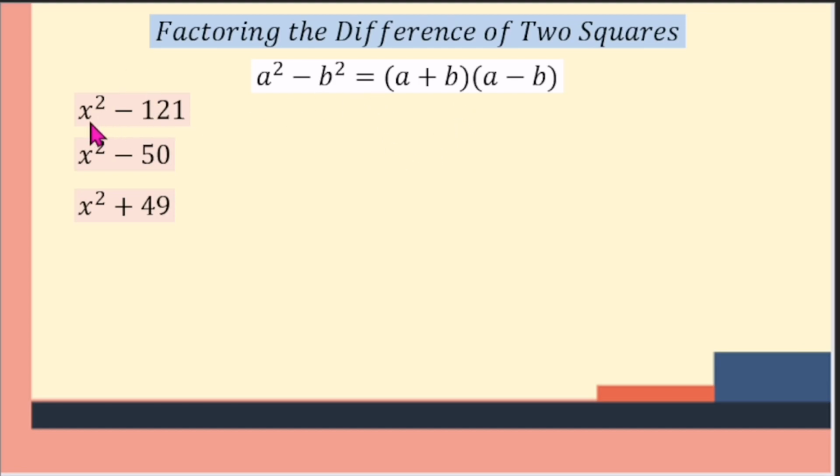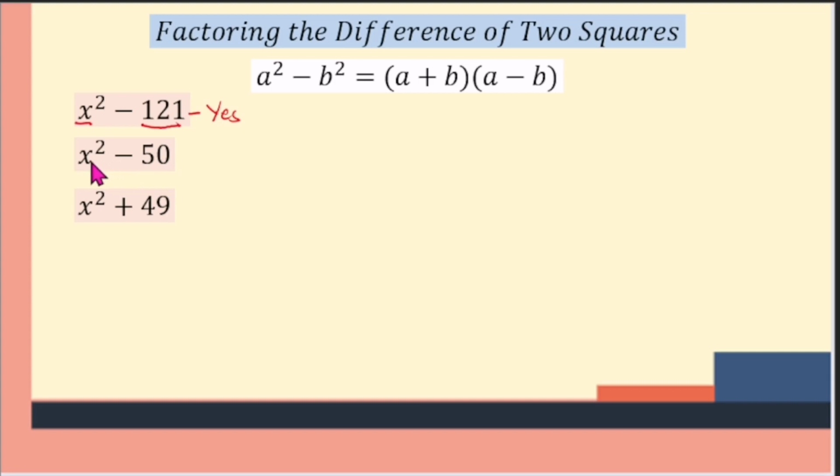Of course, kung perfect square yung first term, at kung perfect square yung second term, at pinaghiwalay ng minus sign, that is an example of difference of the square. So, perfect square si x squared, perfect square din si 121. So, ito ay difference of two squares.